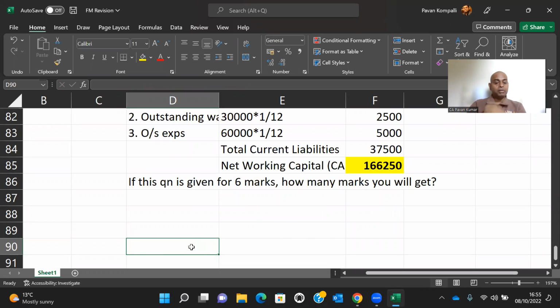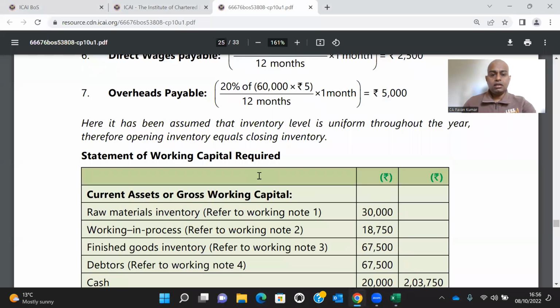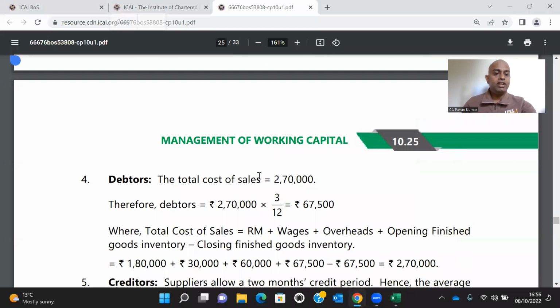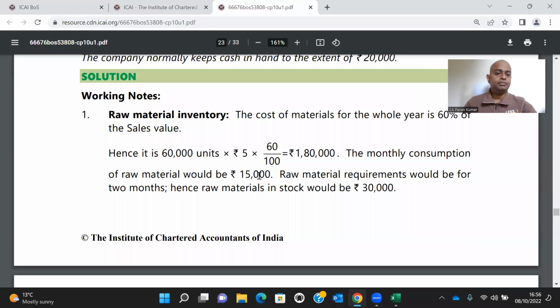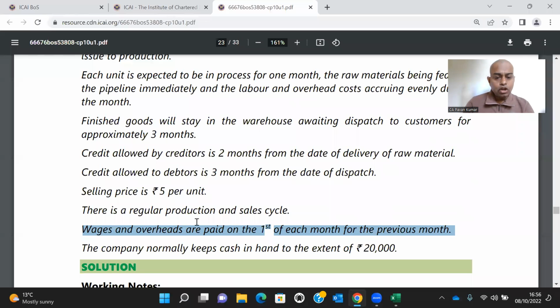Someone is asking, sir, how 1 month in expenses? They have given it in the question. See, wages and overheads are paid first of the next month. That means 1 month credit period.